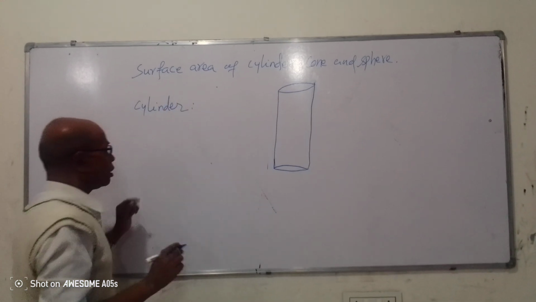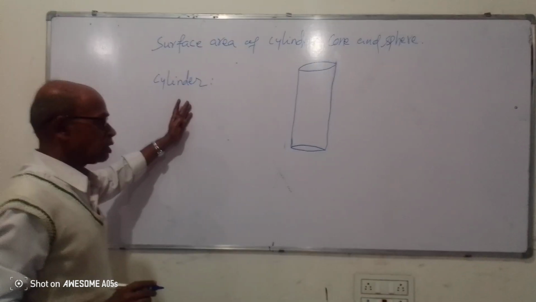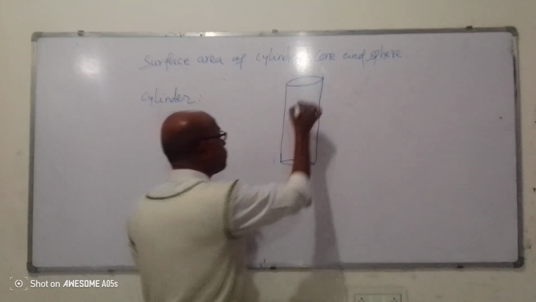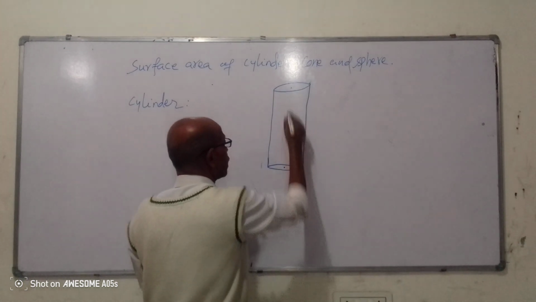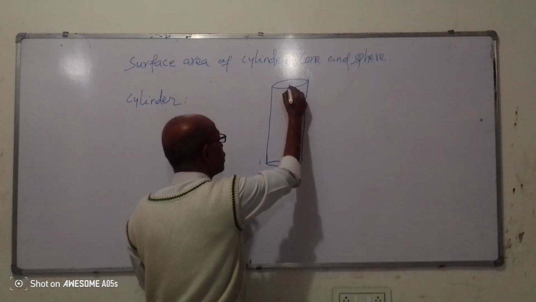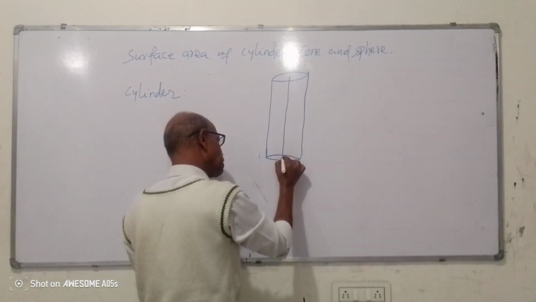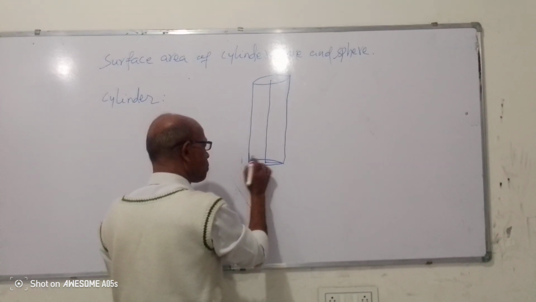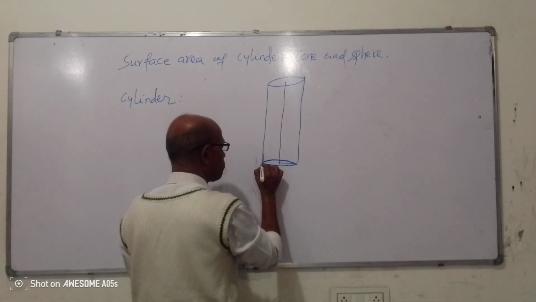Again, when the question comes about a cylinder, generally we consider a right cylinder. Right cylinder means the height of the cylinder, this is your height of the cylinder, makes 90 degrees with the base. This is your base.